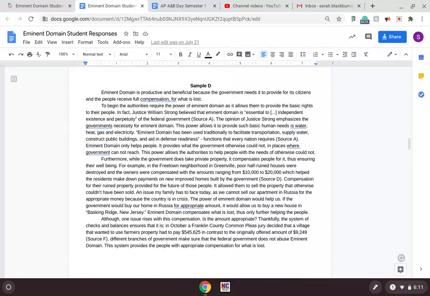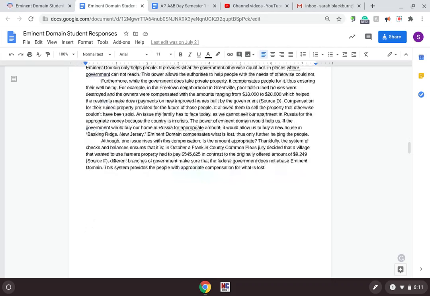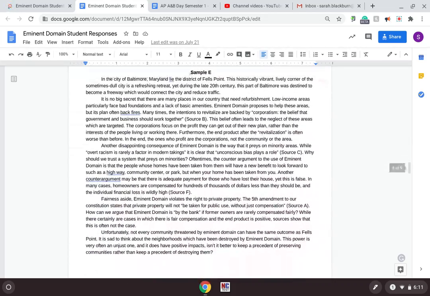Sample D. Sample D only got 4 points, which isn't horrific. They missed a point in the evidence category, and they missed the sophistication point. They did get the point for thesis, and they got 3 out of the 4 evidence points. So, all in all, pretty good for sample D.